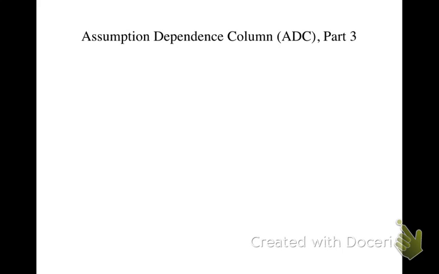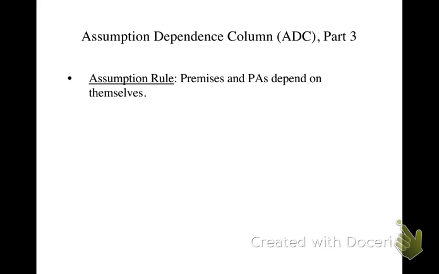Now that we've added the rules of double arrow out, double arrow in, and wedge out, we need to update our rules for the assumption dependence column to say how to deal with these kinds of statements, with these derivations. So the assumption rule is the same as it's been. Premises and PAs depend on themselves.